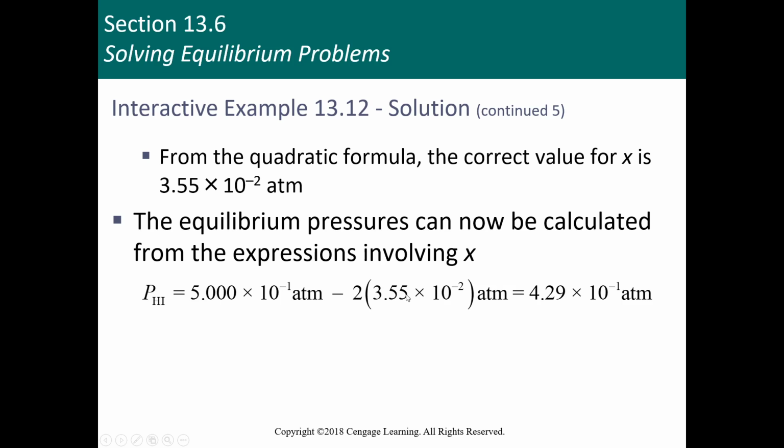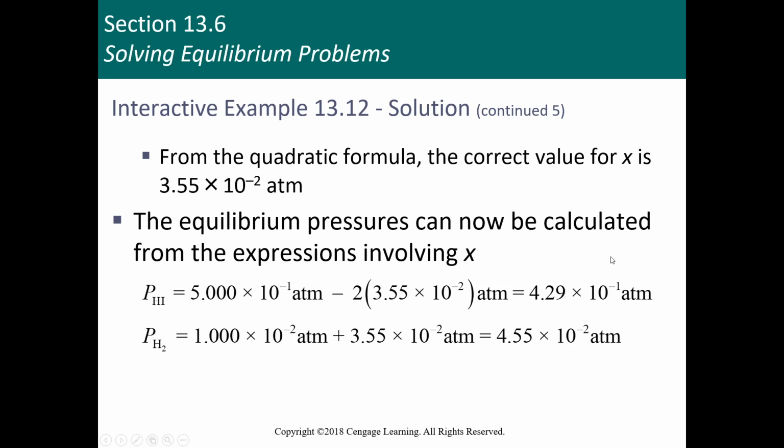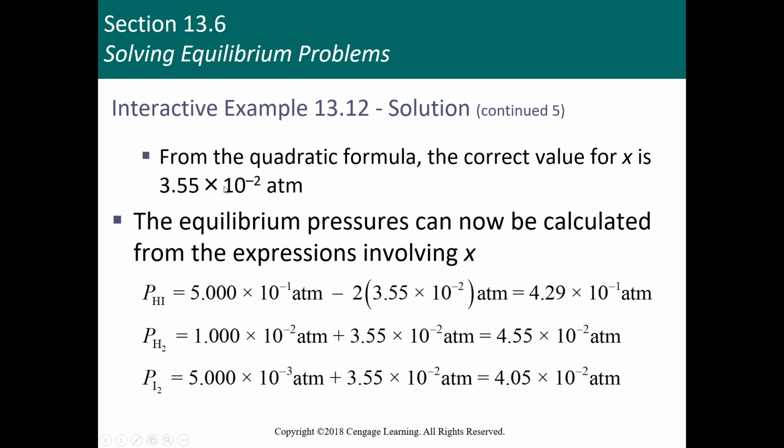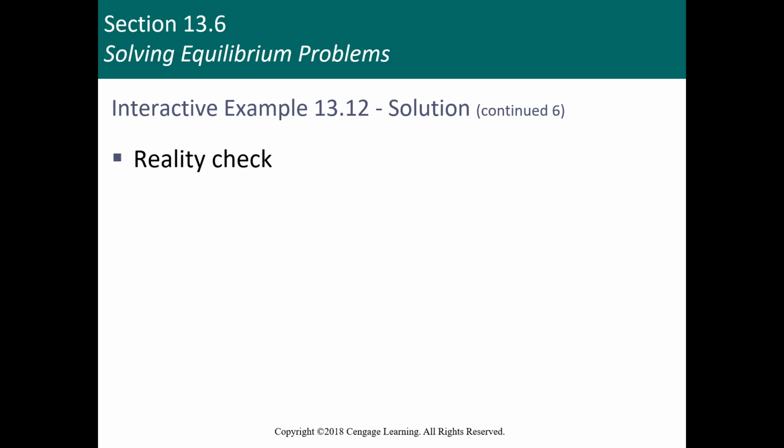We plug that value right here in, and we get 4.29 times 10 to the negative 1 atmospheres. We do that for H2. We get that value right there. See, there's our value from there. And we do that for I2 as well. And we get this value. And ta-da, you have completed the problem. You have gotten the equilibrium pressures.